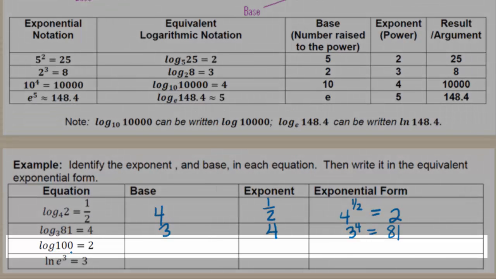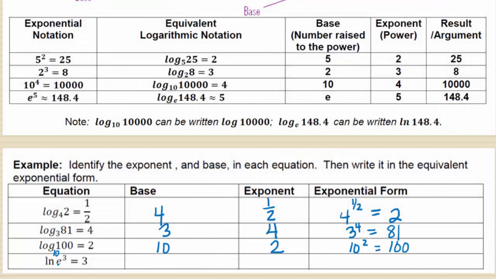Log of 100 equals 2. What's not written there? 10. Good. It's the common log. It's always base 10 if it's not written. Log base 10 of 100 is 2, so the base is 10. The exponent is 2. Good. And so we have 10 to the 2nd power equals the only number that's left, which is 100. Did you get that one?